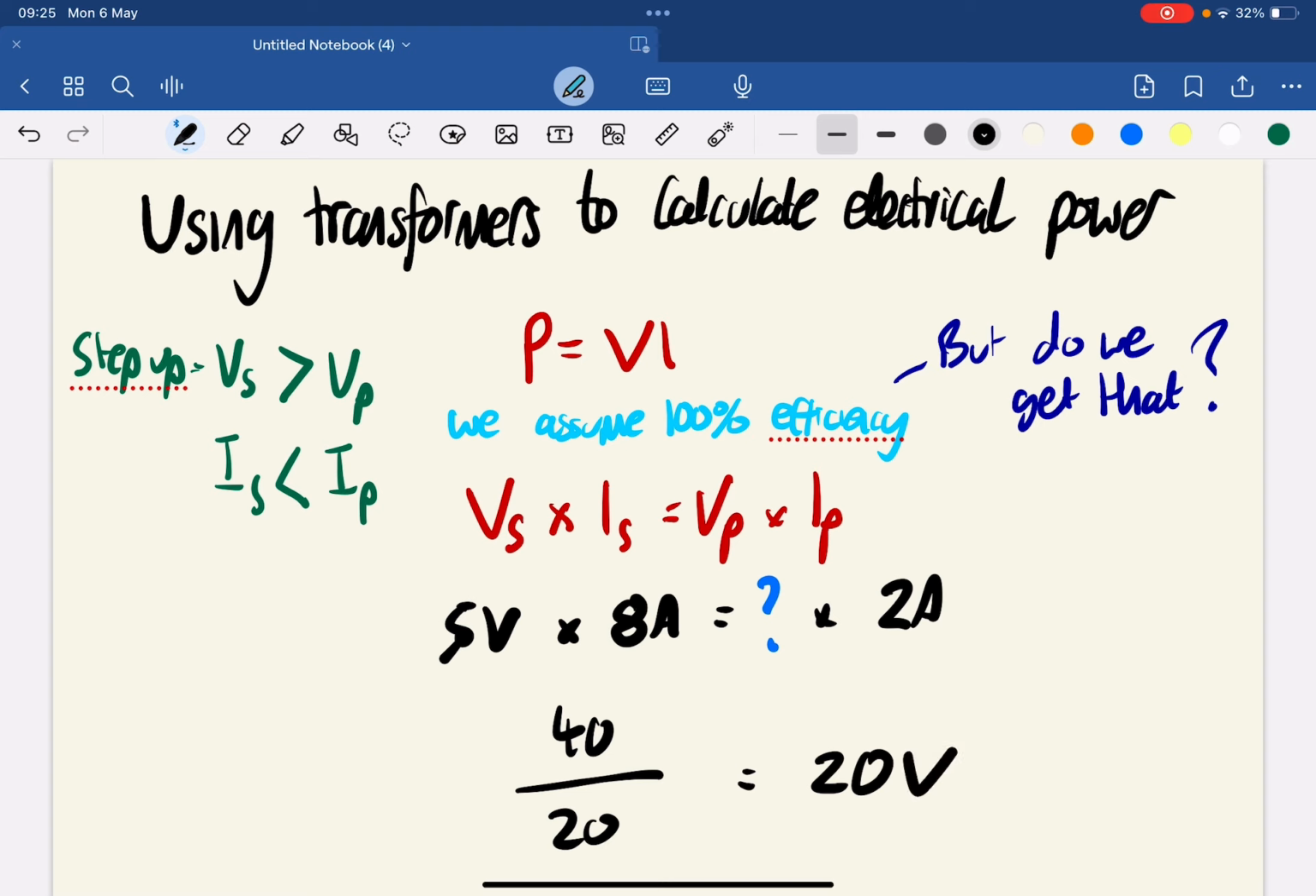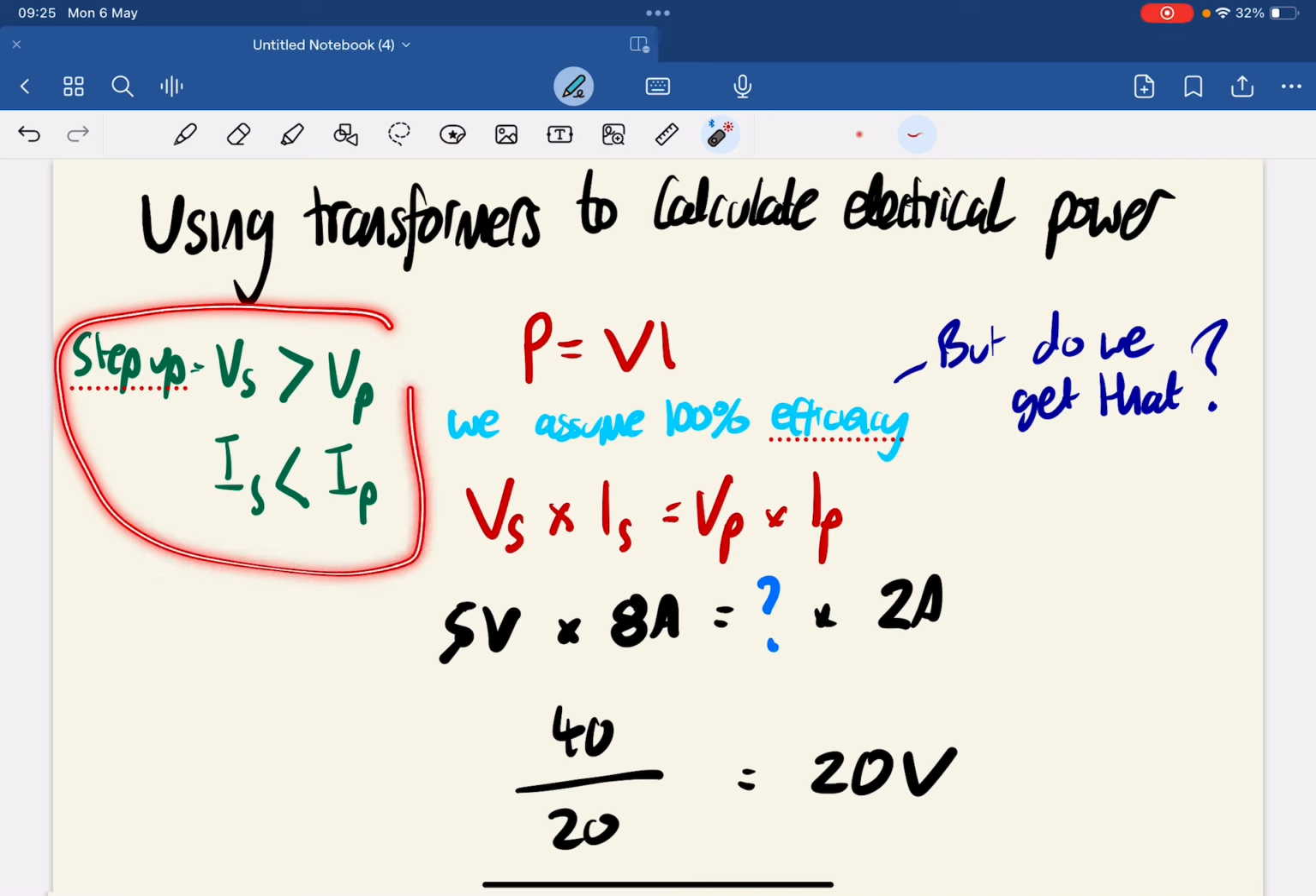So we've increased this one by 4, and we've divided that one by 4. And this works out for our step-up transformer: our voltage on our secondary is more than our primary, but the opposite will happen to the current. So the opposite will happen completely when we go from primary to secondary.